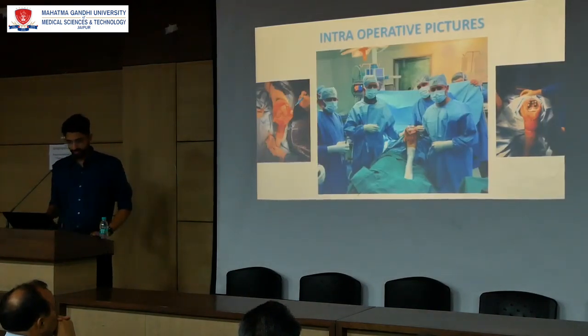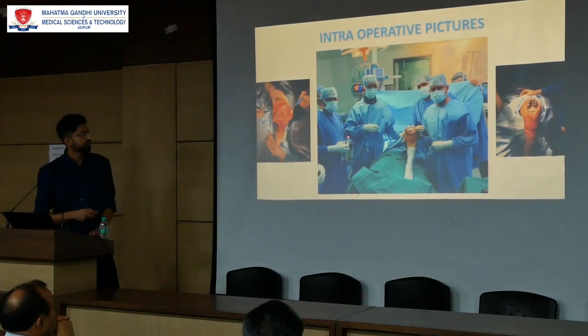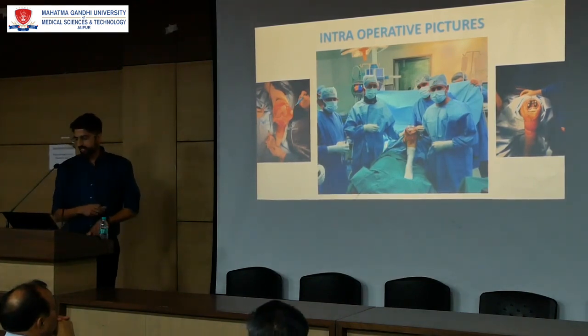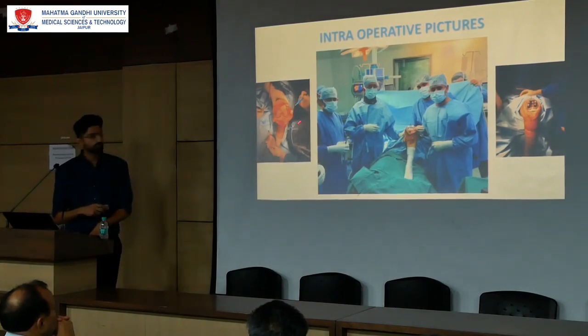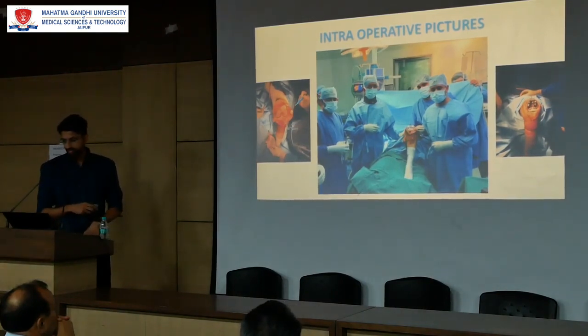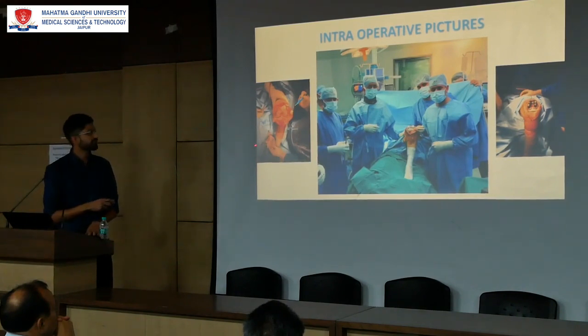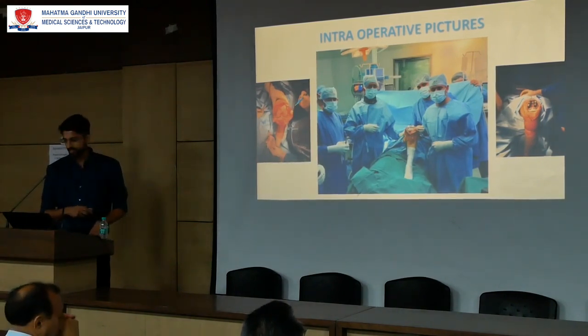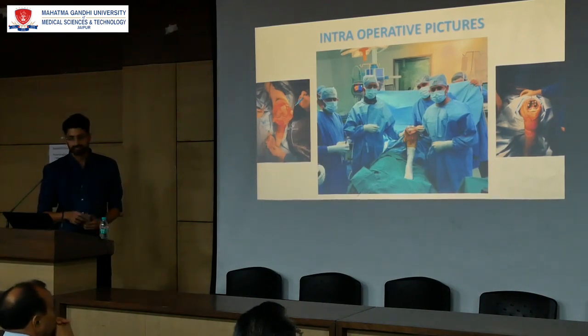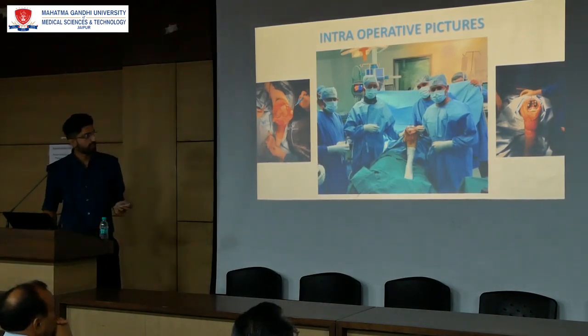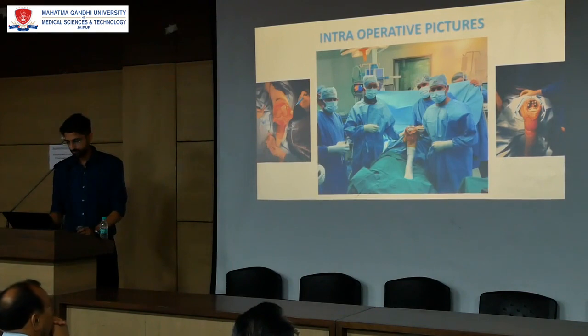So these are some intraoperative pictures of the operation. Then you can see that the cartilage is completely worn out over the tibial and the femoral condyles. The cuts through measured resections and gap balancing techniques are done, and this is the intraop picture showing the placement of the prosthesis over the femoral condyle.